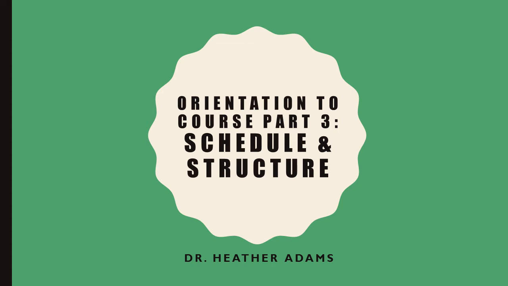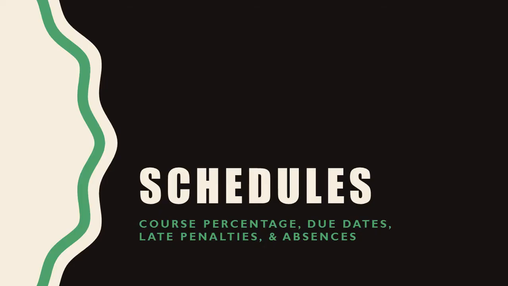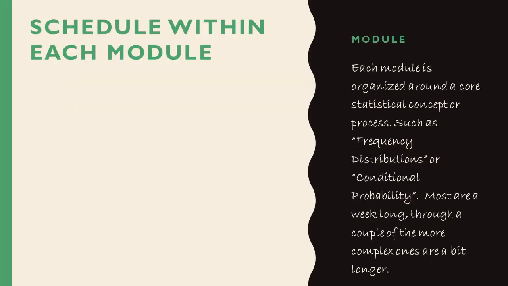Okay, we're in our last orientation piece for the course, part 3, and we're going to be looking here at scheduling and structure. So the first thing we're going to look at is schedules for the course, and embedded in this we're going to be looking at course percentage for different assignments, due dates, late penalties, and absences.